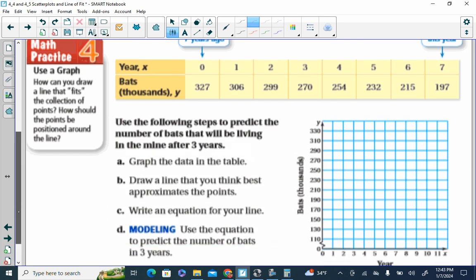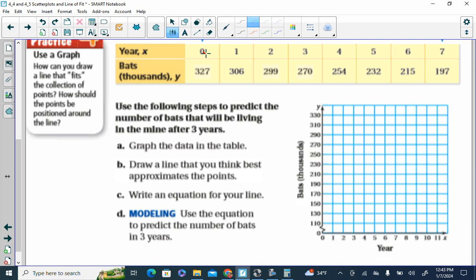So let's start by plotting the data. So we want to plot 0 and 327. So 0 and 327, that's a little less than 330. We have 1 and 306. It's going to be about here. Oh no, that's 1 and 310. That's a bad spot. Right, 306 is going to be here.